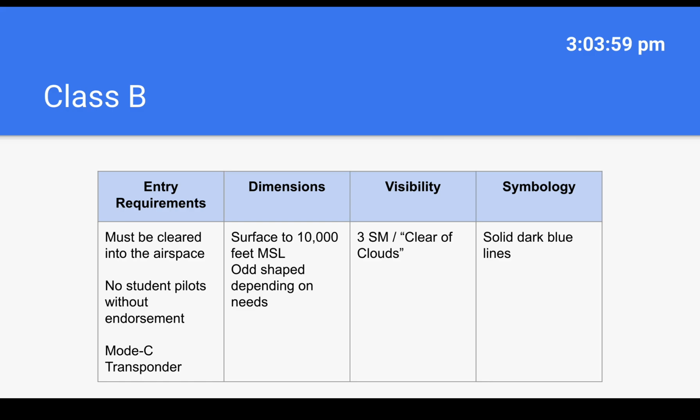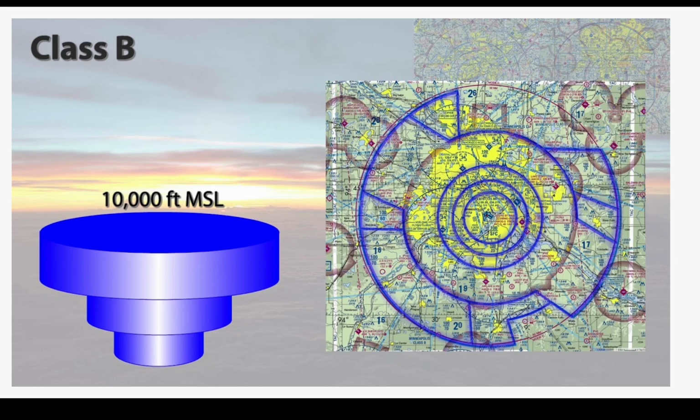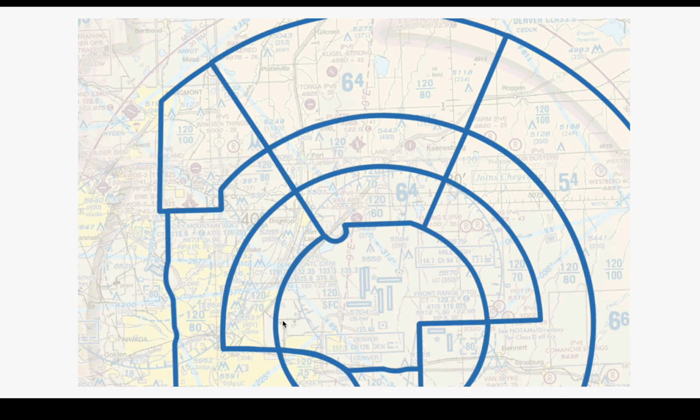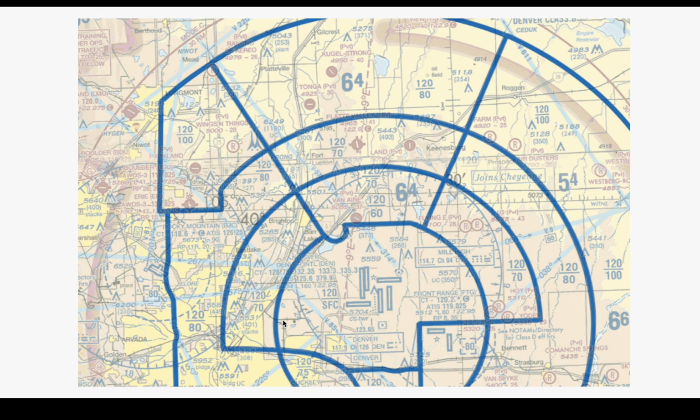Now, that doesn't mean the airspace needs to be clear of clouds. You just need to stay clear of clouds. If you look at a map, it's going to be solid dark blue lines. It's going to look like this. Now, these have been enhanced. They won't quite be this dark and heavy, but that will give you the general idea. We'll talk more about that in class. It might look more like this there.